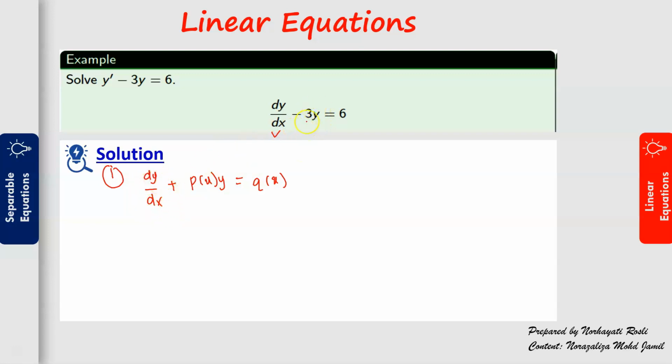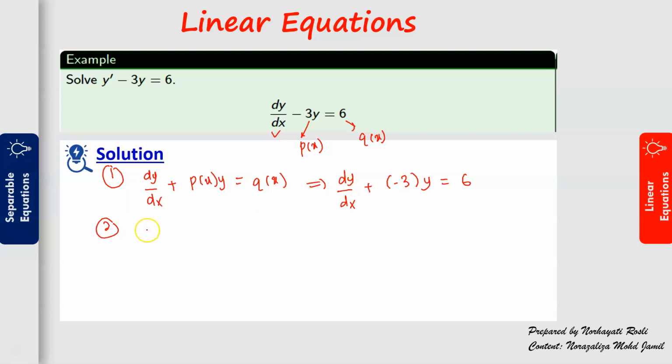Plus p(x)y means that here this negative 3 is the value of p(x), which is multiplied by y, and then this side is q(x). Our differential equation is already in this form, which is dy/dx plus negative 3y equal to 6. Number 2, we need to identify p(x) and q(x).